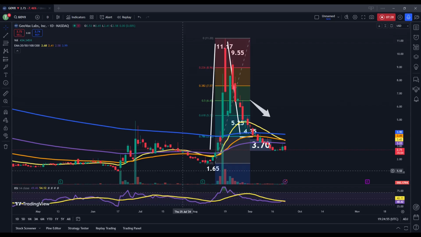So here's the current stock market update for GeoVax Labs Incorporated, stock ticker GOVX.